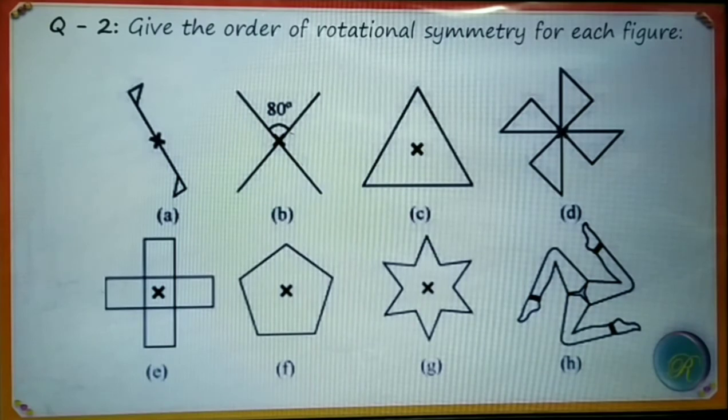Question number 2. Give the order of rotational symmetry for each figure. Figure A. Solution. Consider the given figure.